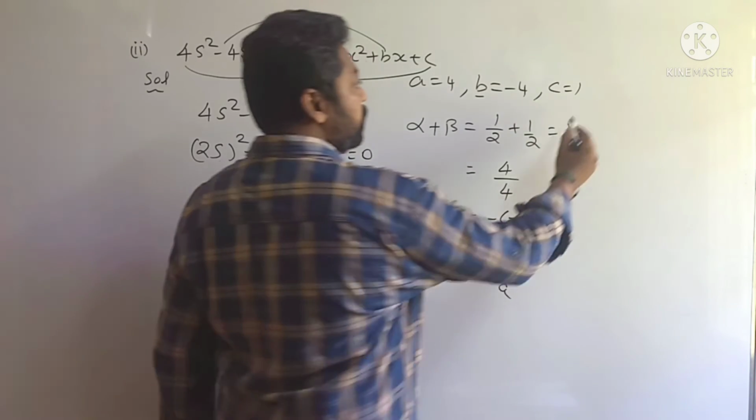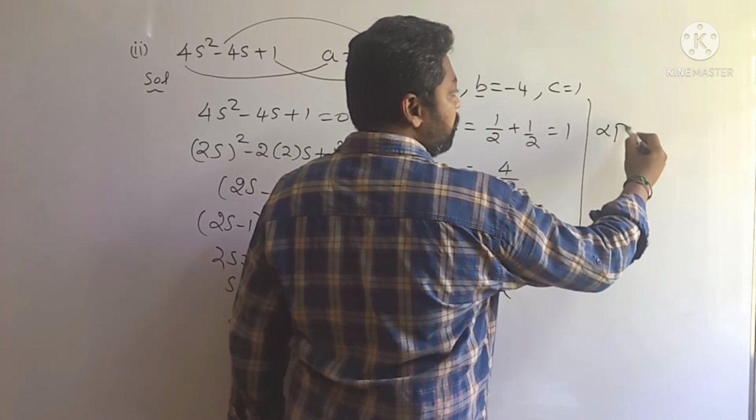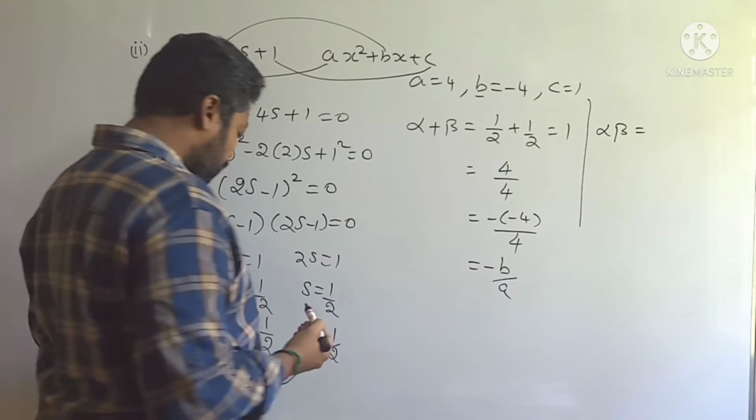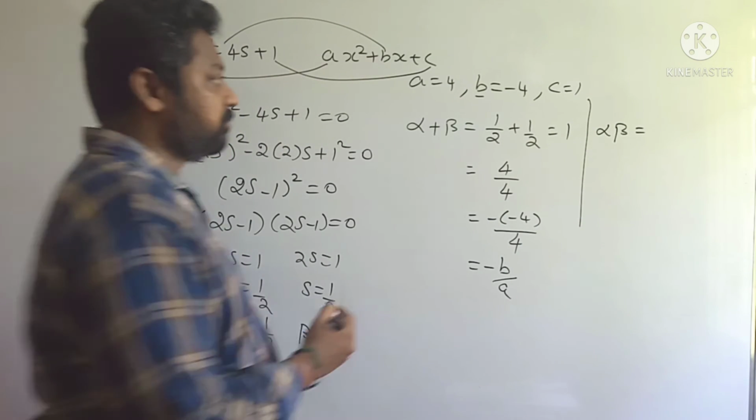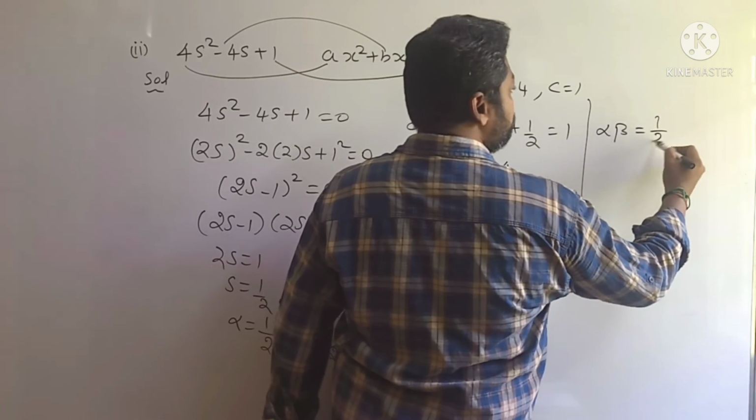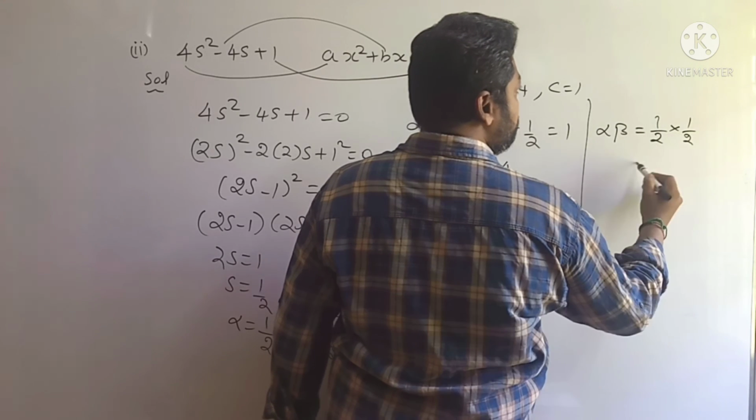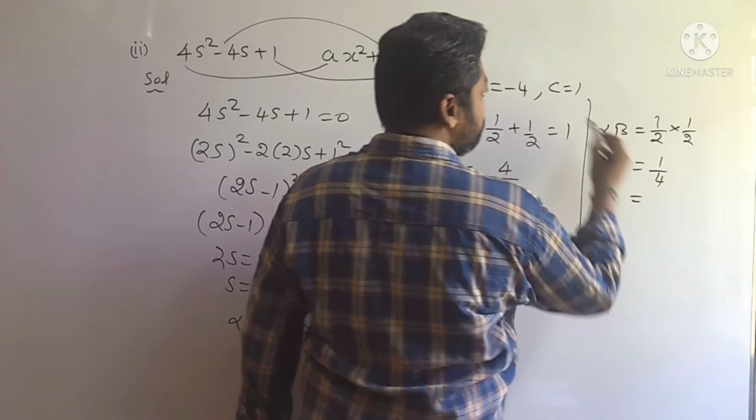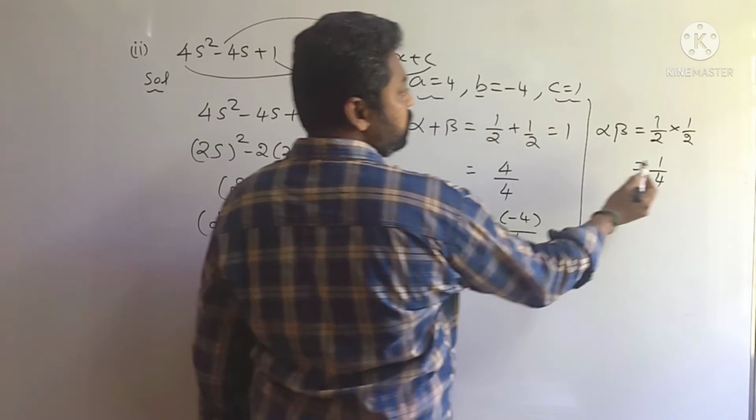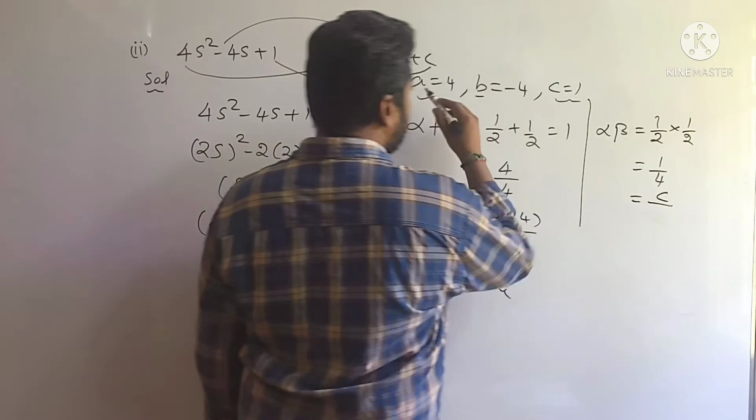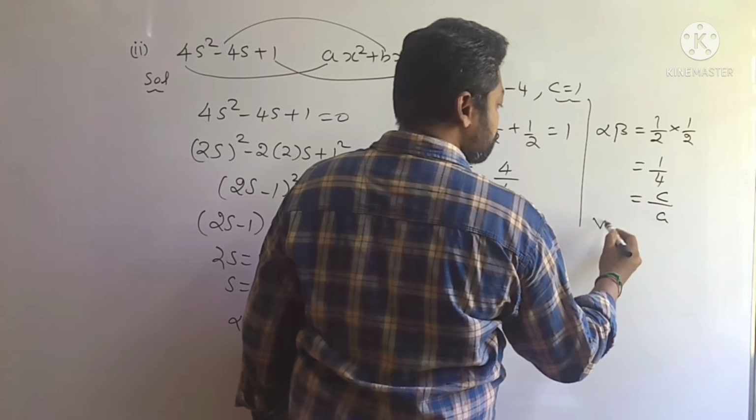So in the same way alpha beta. Okay, so what is alpha? Half. Beta is half. So 1 by 2 into 1 by 2, that is 1 by 4. So directly we got what is 1? It is c. What is 4? It is a. Hence it is verified.